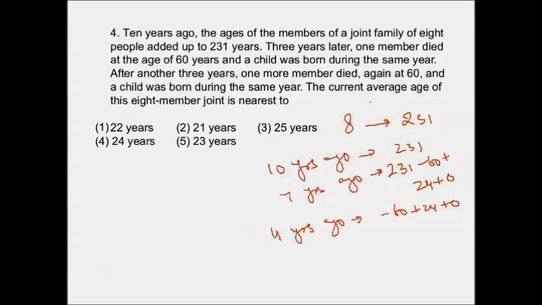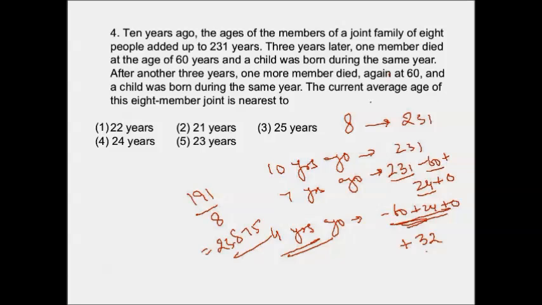So the question is asking you the current average age of the 8 members. So 4 years ago this was the total story, and he is asking you the current age. That means in this total we'll also have to add 32, that is the total age increased in these 4 years, from 4 years ago to the current year. So now if I calculate this, 231 minus 60 plus 24, that is 231 minus 36. Again this minus 36 happened, that is minus 72 and plus 32. So in total it reduced by 40, it became 191. So the current average must be 191 divided by 8, which is 23.875. And he has asked you it is nearest to what? So it must be nearest to 24 years. So my answer is 24 years.